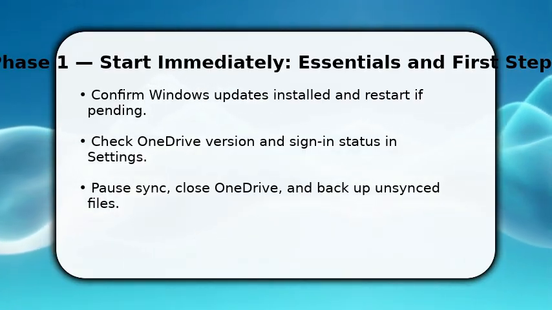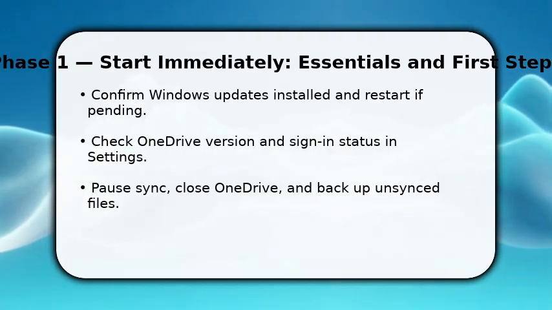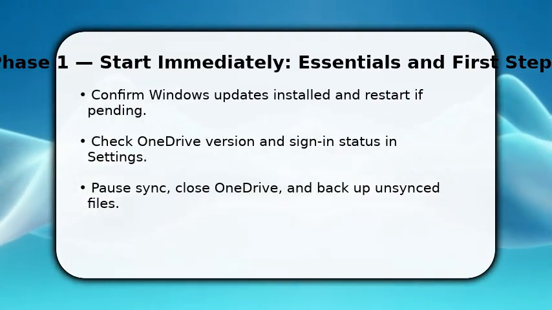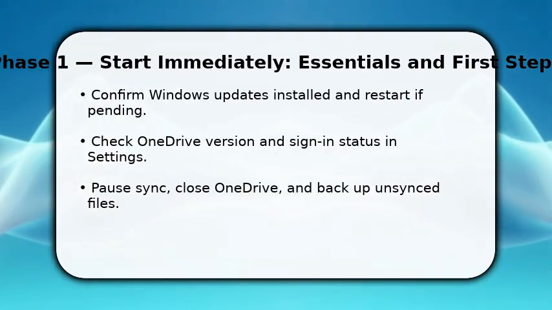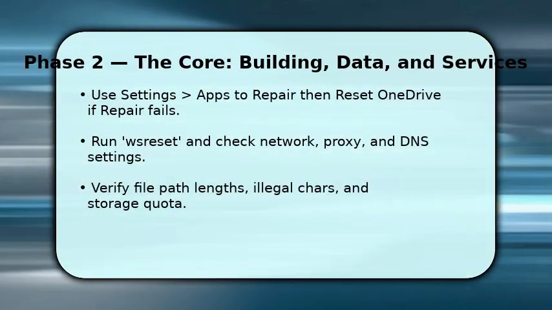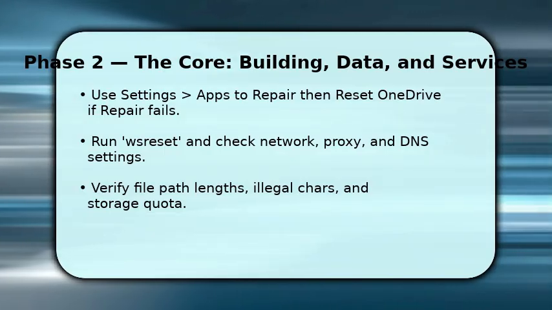If you have unsynced work, back it up to a separate folder now, because you'll be restarting services and possibly resetting the app. Now you'll attempt repair steps that resolve most issues. Go to Settings, Apps, find Microsoft OneDrive, choose Repair first. If problems persist, choose Reset. This won't delete online files.